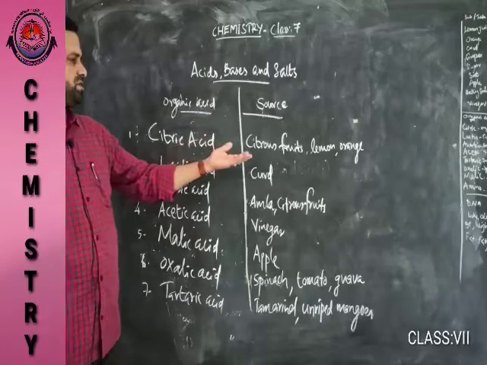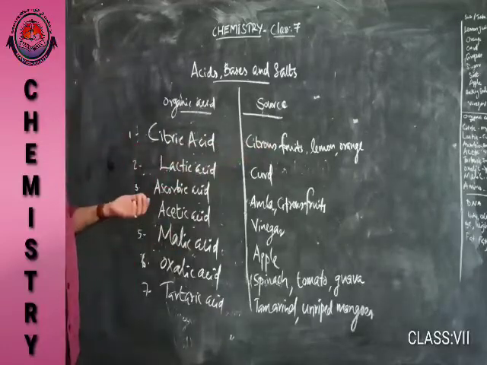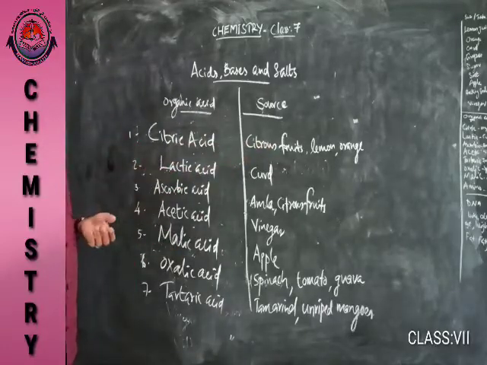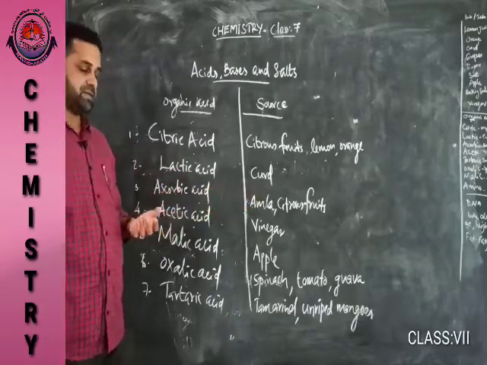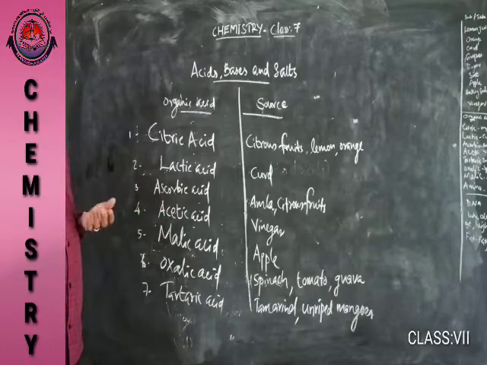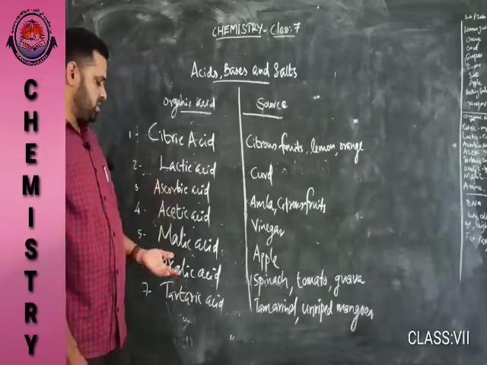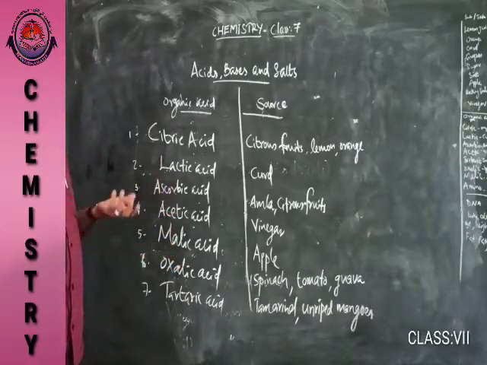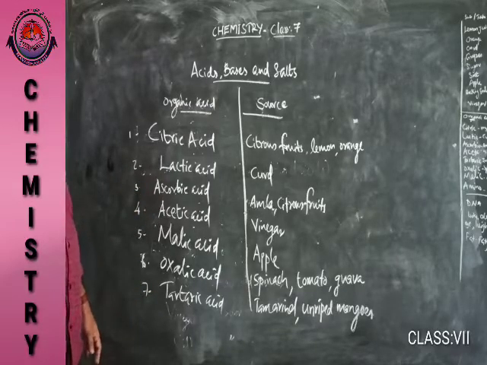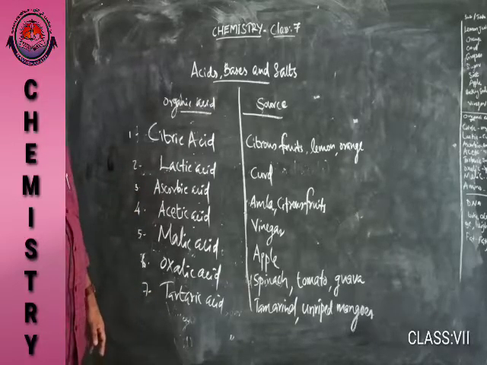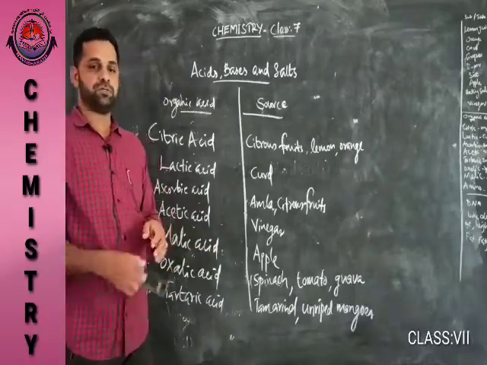Citric acid is found in citrus fruits, lemon, orange, etc. Lactic acid is found in curd. Ascorbic acid is in amla and citrus fruits. Acetic acid is found in vinegar. Malic acid in apple. Oxalic acid in spinach, tomato, guava fruits, etc. And tartaric acid in tamarind and unripe mangoes.